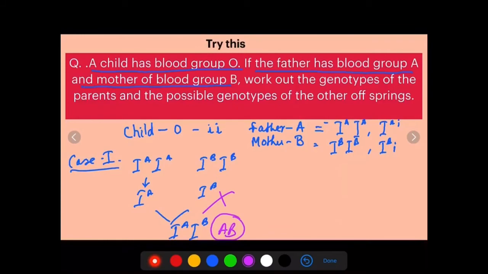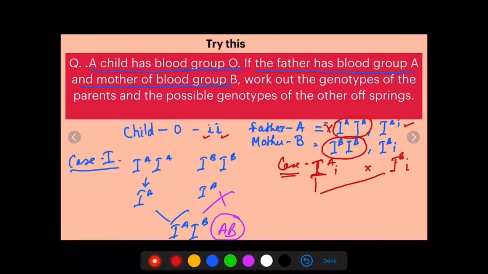Let us see the second case, case 2. The child is having this, so let us take common sense that this is not possible. The child will inherit at least one allele. So let us try this in the second case. It is IA small i and the mother is IB and small i. Let us make the combinations. We can have a shorter way of making these combinations if we don't want to make a Punnett square. Now carefully combine this and this allele. So it is IA IB. Now this can combine with this.